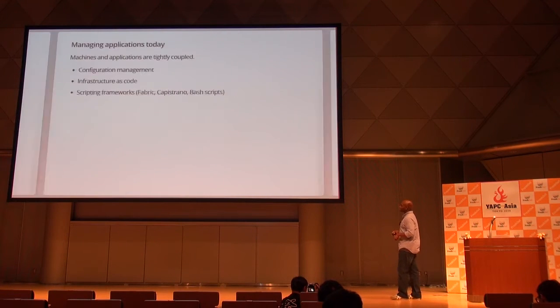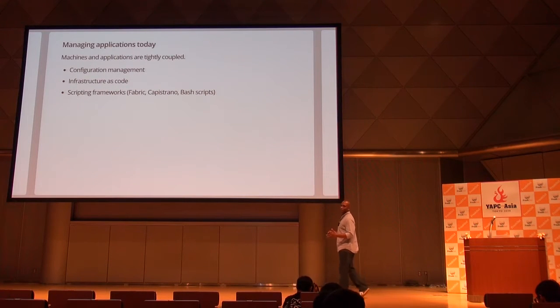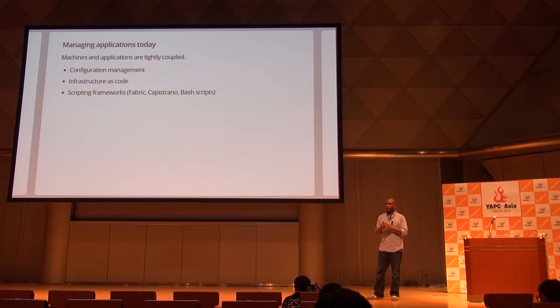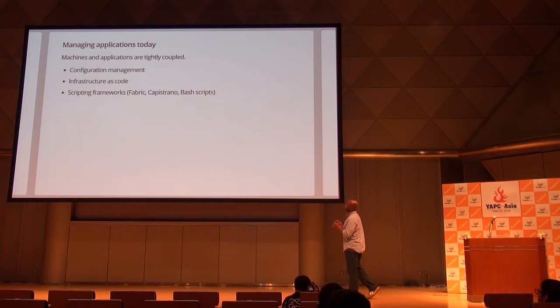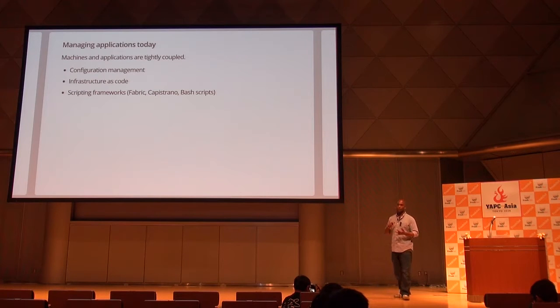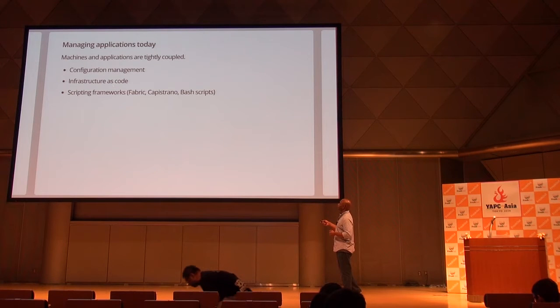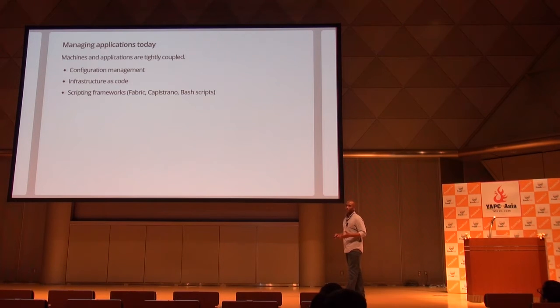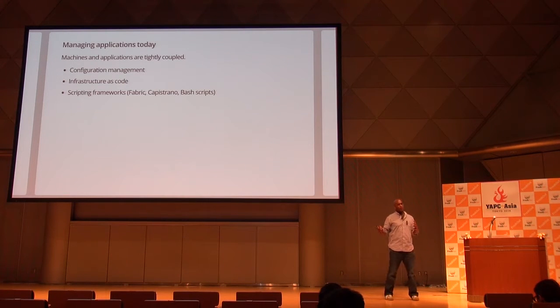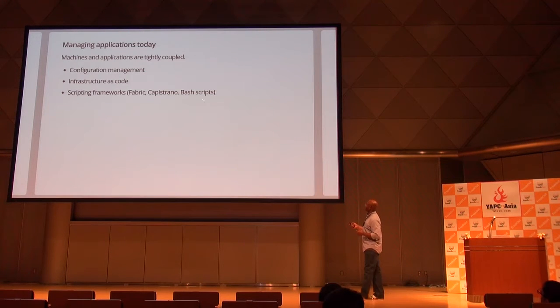Let's get started with the talk. Today we're going to talk about how we manage applications. Today applications are tightly coupled to the machines. Most people are using some form of configuration management. Most people are writing infrastructure as code. If you're using Puppet, Chef, or Ansible, you'll probably fall into this group. I consider all of these tools configuration management scripting frameworks, mainly because you write in a high-level DSL, and what comes out the other side is basically a set of shell scripts that run and execute on a machine. And some people are just using shell scripts.